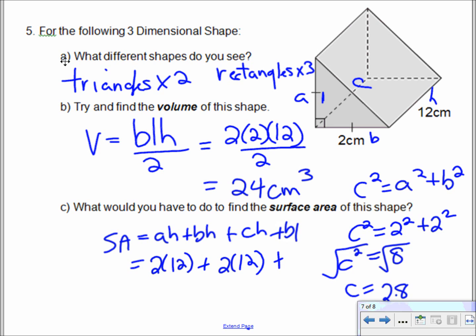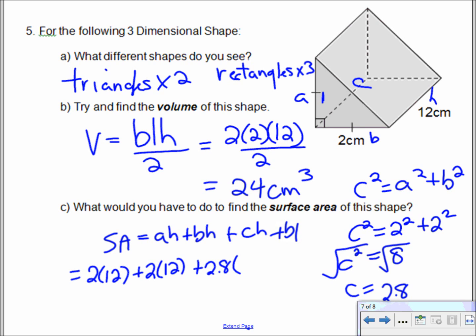And now did I leave myself enough room? I'm going to have to redo this. Sorry, guys. You don't have to erase it, but I'm going to. Because I don't have enough. Okay, so 2 times 12 plus 2 times 12 plus 2.8 times 12 plus 2 times 2. Does that make sense?